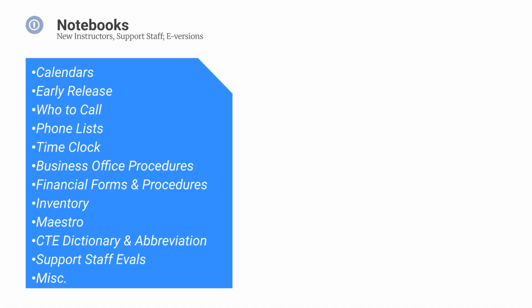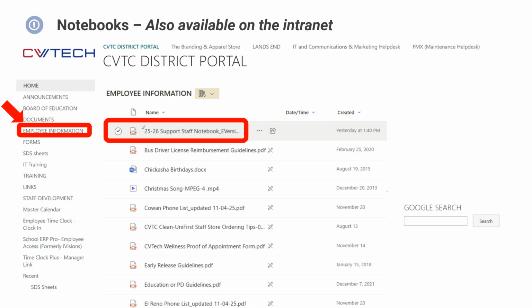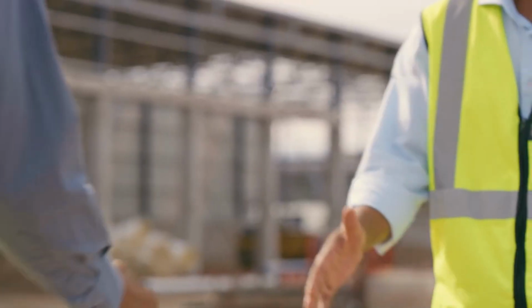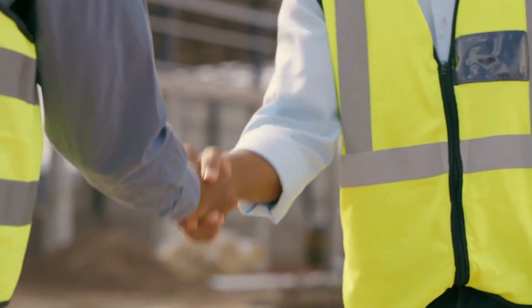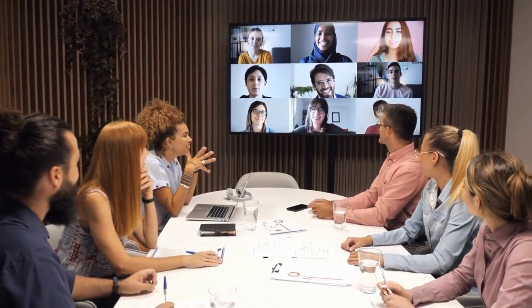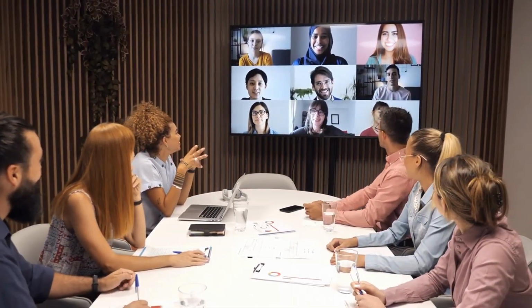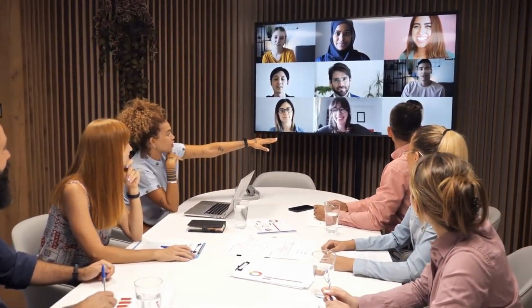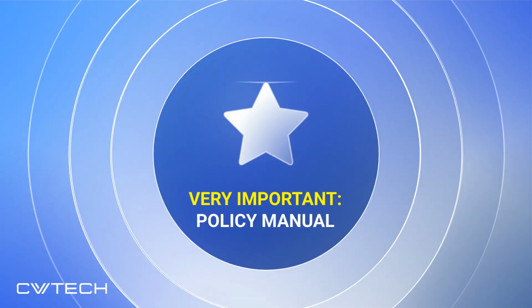There are also electronic versions of these notebooks available to find out key information that can help you do your job well. And of course, another place you can always turn to is other staff members. Your supervisors, coworkers, and pretty much anyone on campus is happy to help. So don't be afraid to make those connections, ask your questions, build those bridges, and find partners throughout the district who can steer you in the right direction when you have questions about how to get things done. Just ask.